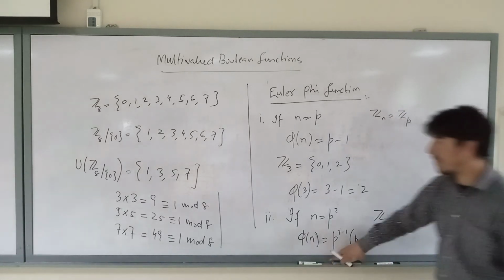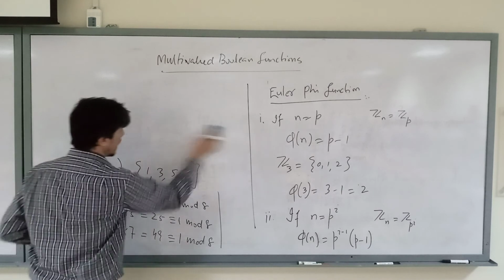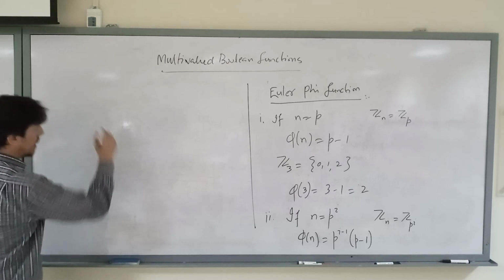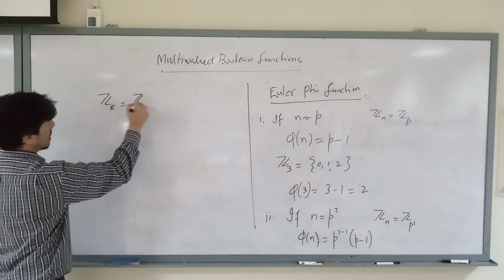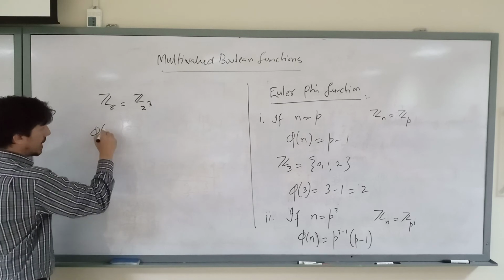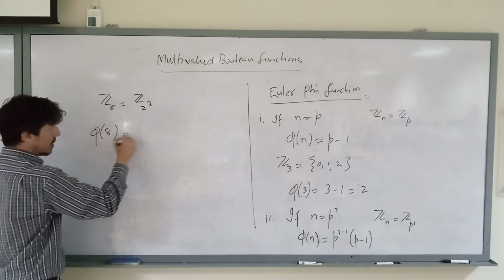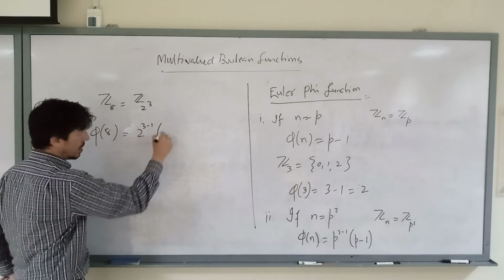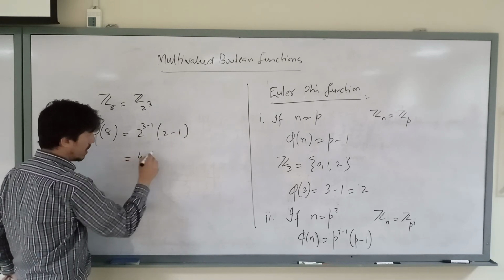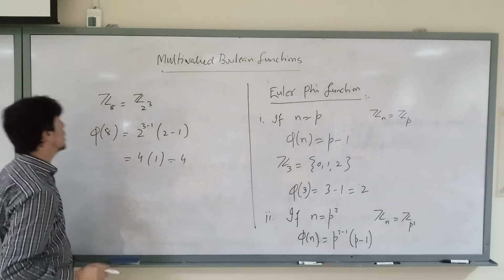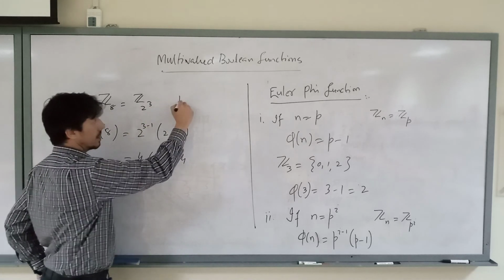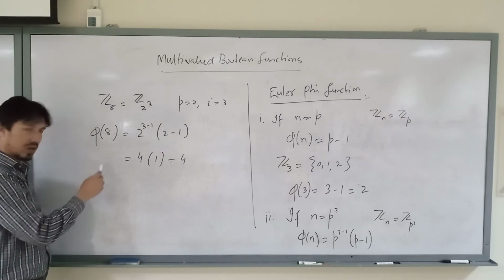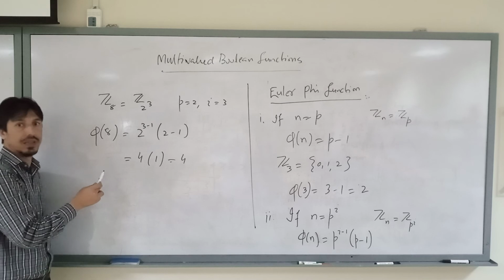So I mean to say, if I elaborate this with how many elements there are in the case of Z8, like 2 to the power 3. How many elements are there in Z8? 2 to the power 3 minus 2 to the power 2, which gives me 8 minus 4, that is 4. So in that case my p is 2 and i is 3. So we have 4 elements whose inverse is possible in Z8.